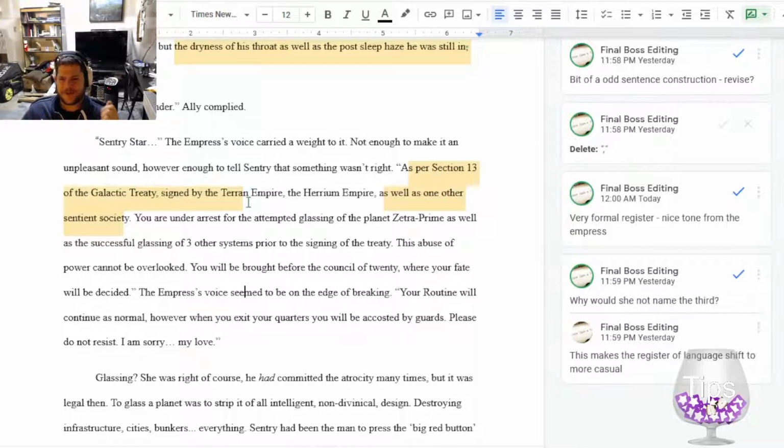This abusive coward would not be able to look to be up for the Council of 20 where your fate will be decided. The Emperor's voice seemed on the edge of breaking. Your routine will continue as normal, however, as you exit your quarters, you'll be accosted by guards. Please do not resist. I am sorry, my love. Glassing. She was right. He had committed the atrocity many times, but it was legal then.